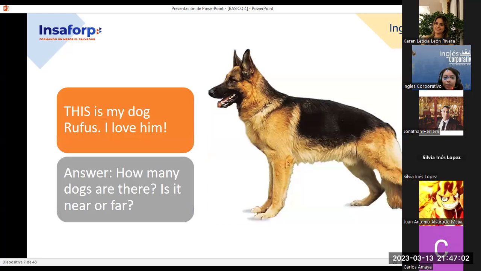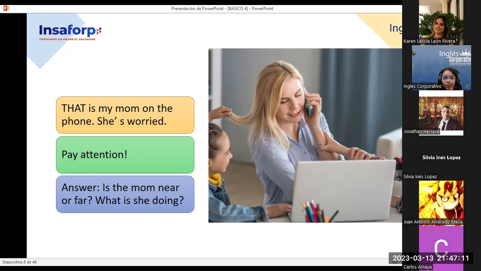Exactly. So take a look at this. This, lo utilizo para cosas que están cerca. So puedo, todo lo que está a mi alrededor, I can say this, porque es uno, and they are close. That, lo utilizo para algo que está lejos, una persona, un objeto, right? That is my mom, and she is worried. So, ella. No es que la utilice como un objeto, sino que that es para indicar que ella está lejos. That is my mom. Puedo utilizarla también para hablar de cosas que ya pasaron. Lo utilizo bastante en pasado too, right? Como ese día, that day, ese lugar, that place, algo que ya está súper lejos de este momento as well.